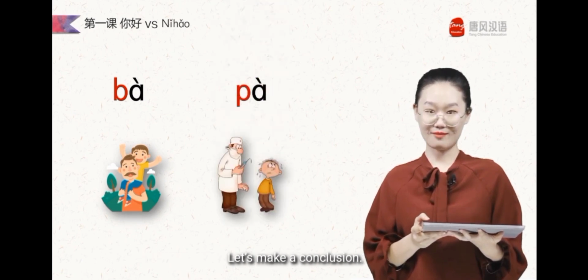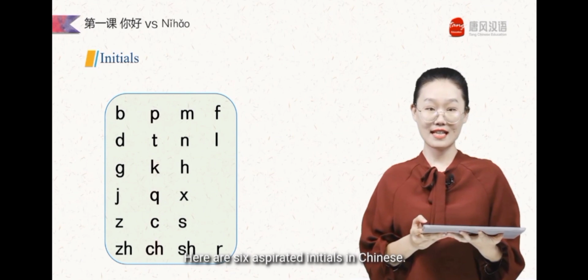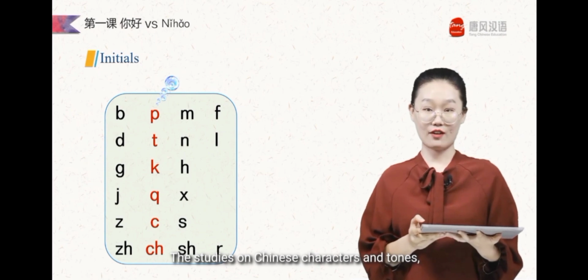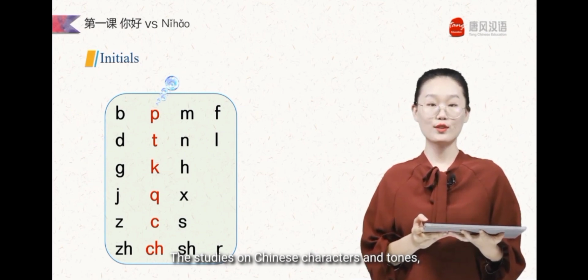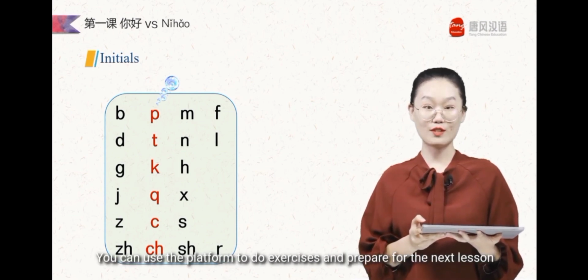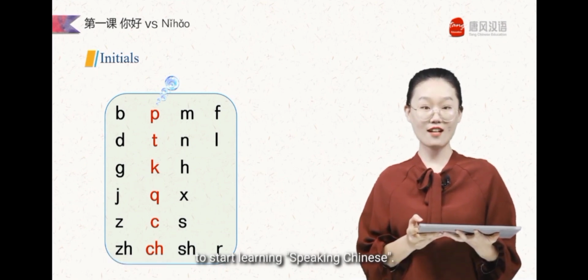Let's make a conclusion. Here are 6 aspirated initials in Chinese. The studies on Chinese characters and pinyin, 2 most interesting parts of Chinese, are over today. You can use the platform to do exercises and prepare for the next lesson to start learning speaking Chinese.